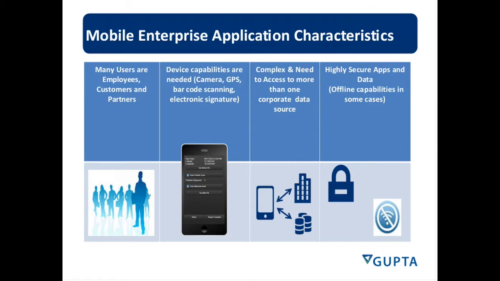And certain device capabilities are needed as well, which is that second column. The four most common ones for enterprise apps are the camera, GPS, barcode scanning, and electronic signature. And this turns out to be a key point because those four capabilities can be accessed without having to build a native or hybrid mobile app. Those can be accessed via web-based mobile development.